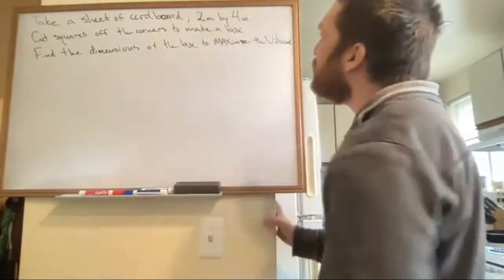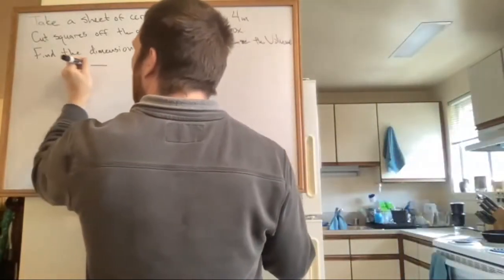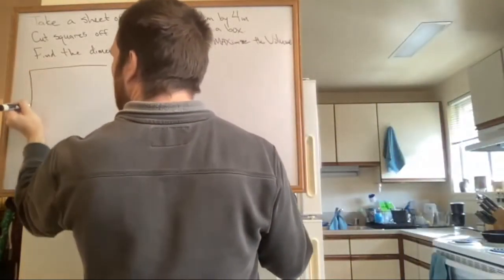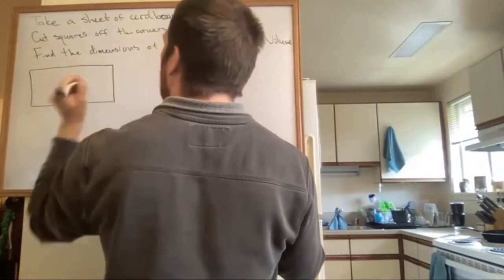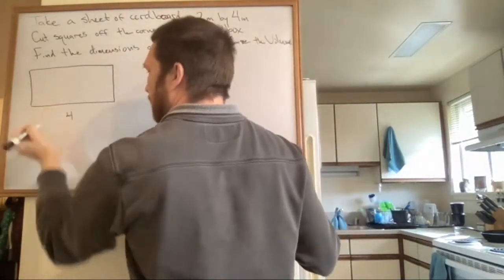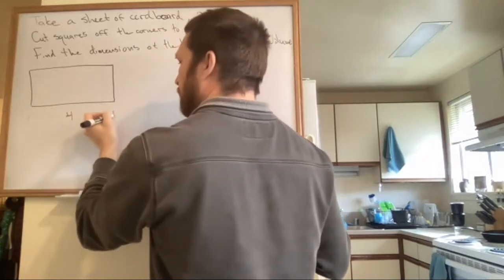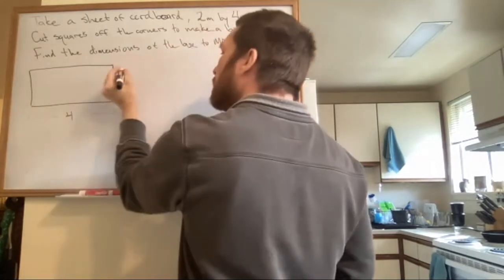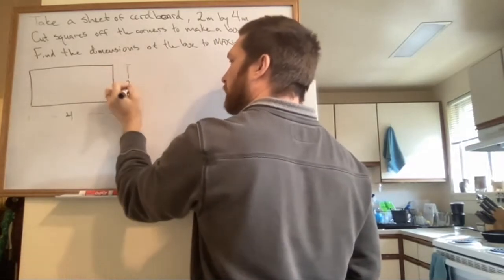So we're taking a sheet of cardboard 2 by 4. Okay, I'm going to go ahead and draw it like this. There's 4. There's 2. Okay, so I'm going to go ahead and label this guy. Here's 4 right there. That's that entire length right there. 4. There. 2 is this entire length from there to there.